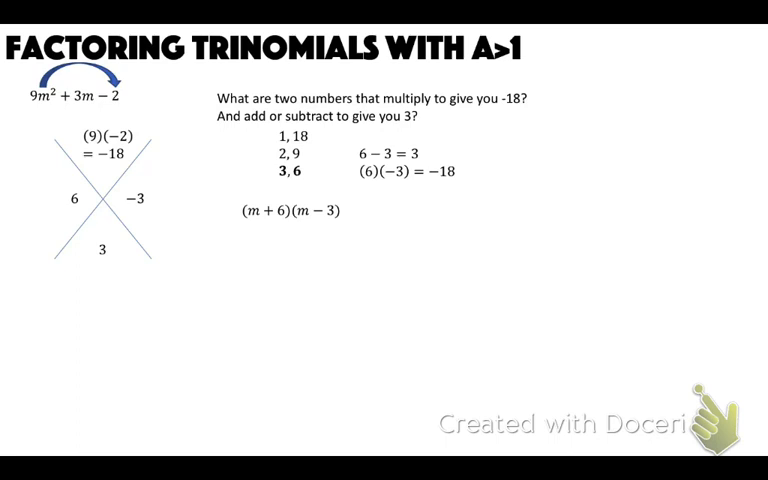But at the very beginning, we multiplied by 9, right? We have to undo that multiplication to get back to where we started. So since we multiplied by 9, what is the opposite of multiplication? Well, it's division. So we're going to divide the numbers there by 9.